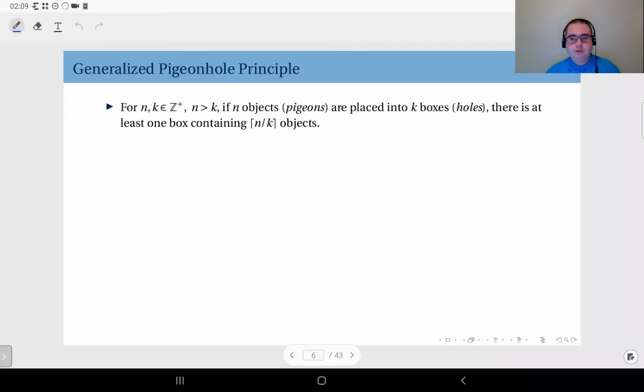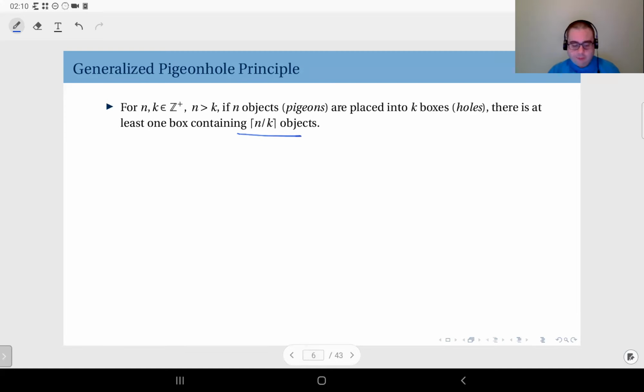We can generalize the statement of the pigeonhole principle, and instead of saying that we should have at least two objects in a box, we can give a more specific value for the minimum number of objects in a box. Again, assume that n and k are positive integers where n is greater than k, and we are trying to place n objects into k boxes. In this case, there is at least one box containing the ceiling of n over k objects.